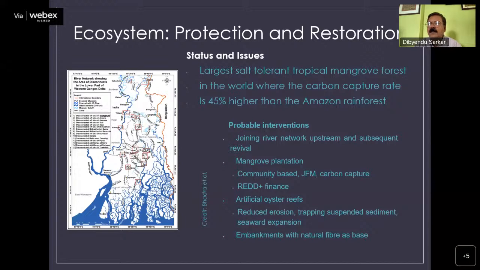What I'm saying is that it's not that we need to shun cement or concrete totally, but probably it's a combination, and especially on both the sides, the seaside or the riverside, and also on the side of the embankment, on the countryside also, some kind of plantation would be required. Go to the next slide, please, Shravana.